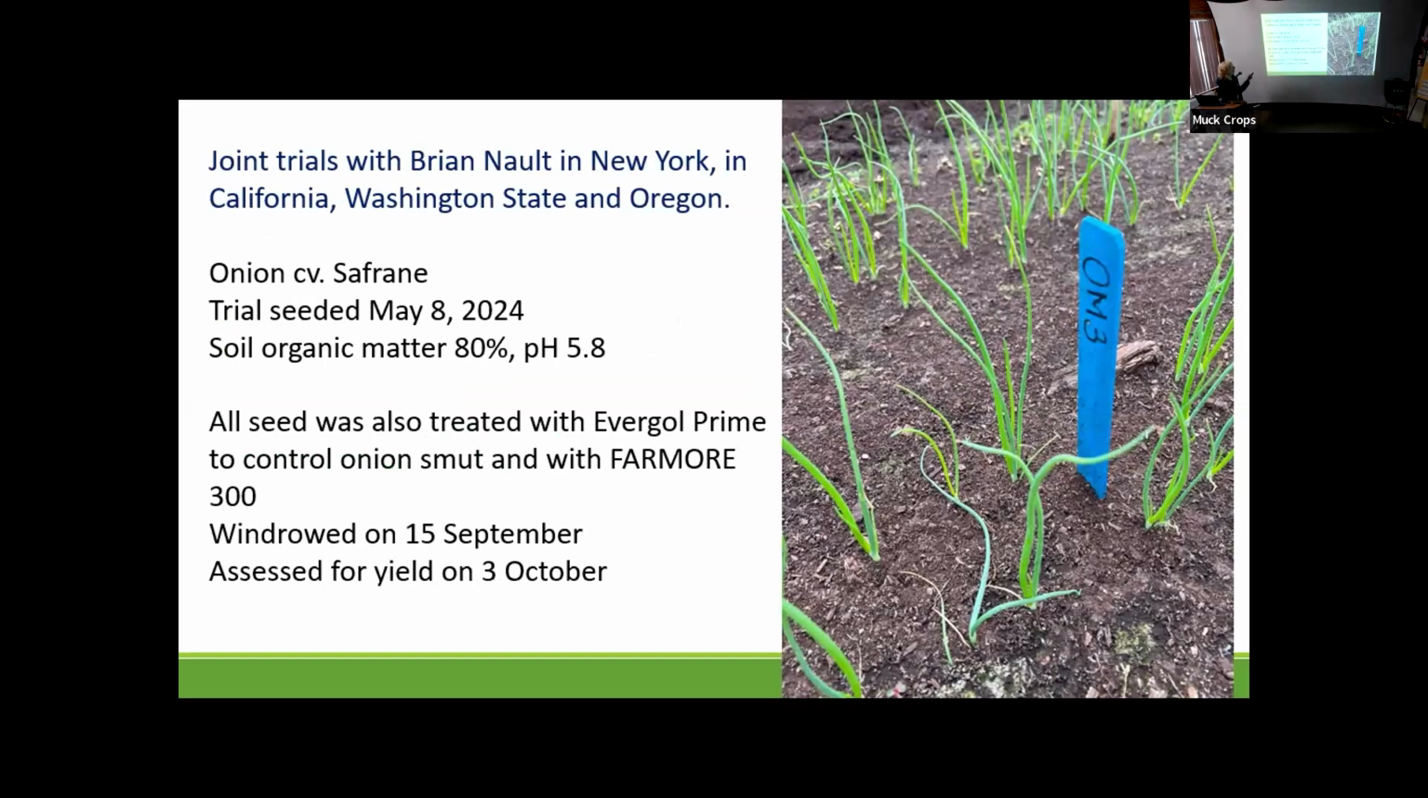We've been part of that project that Brian organized that's in several states in the United States. We're doing this with onion, of course, seeded in our trials here at the station with Evergol Prime on the seed. Someone was asking this morning about why we don't have far more 400 or 500 in Canada, and we've just never been able to get those insecticides registered.